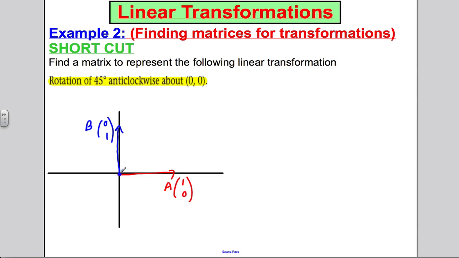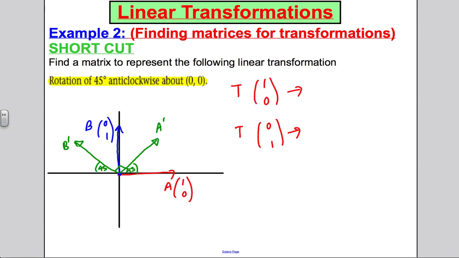Well, let's move A. If I moved it 45 degrees, A would end up something like this, where that's 45. I'm going to call that A dash. Where would B end up? Well, B would end up somewhere over here, 45 degrees. That's 45, so that must be 45 as well, and that would be B dash. This here would be a right angle between them. Okay, where is A dash and where is B dash now? I.e., when you applied this transformation to 1, 0, what did you get back? When you applied it to 0, 1, what did you get back?